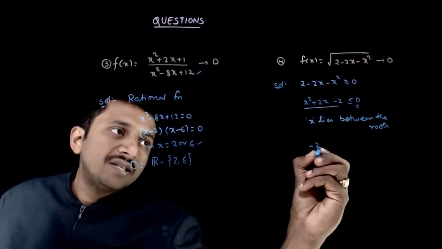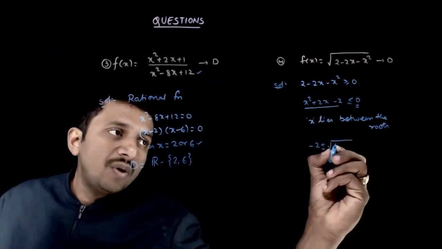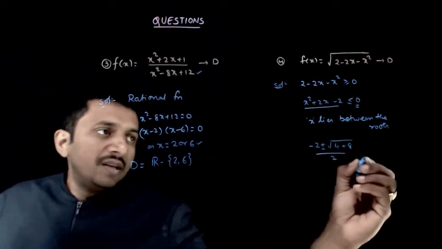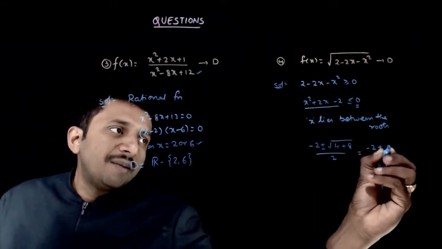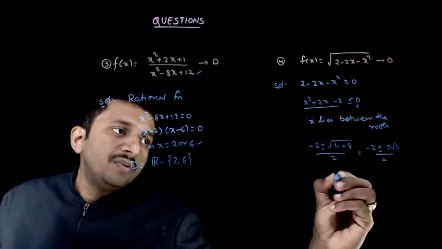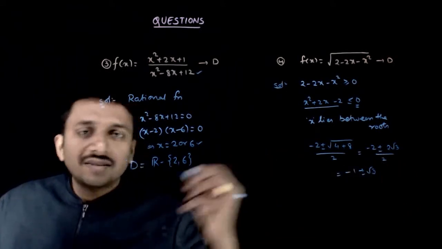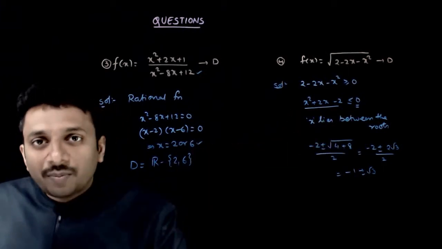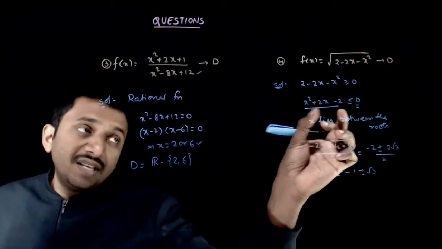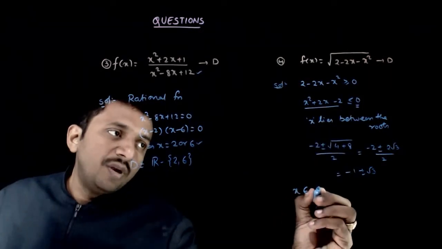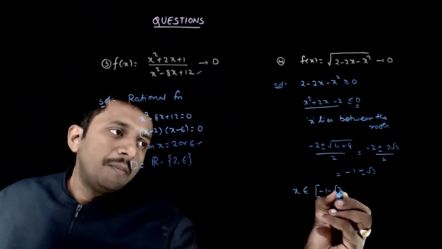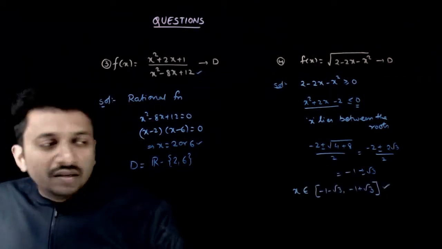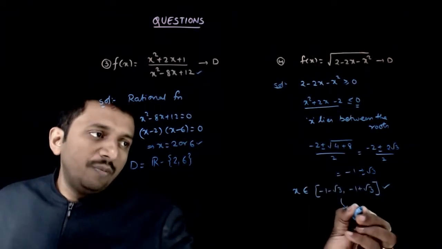The roots are minus 2 plus or minus root of b square, which is 4, minus 4ac, which is plus 8, by 2. That is equal to minus 2 plus or minus 2 root 3 by 2. That is minus 1 plus or minus root 3. So the roots of this equation are minus 1 plus or minus root 3. Hence, if this is less than or equal to 0, then x has to belong to minus 1 minus root 3 to minus 1 plus root 3. So this is the domain of this function.